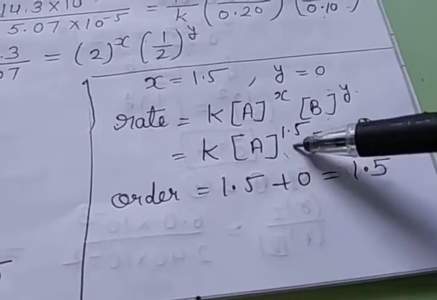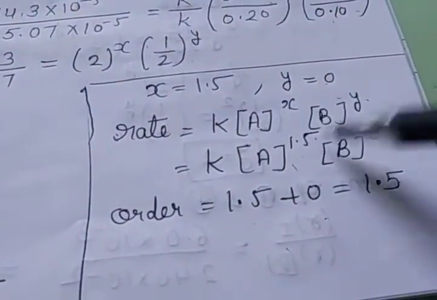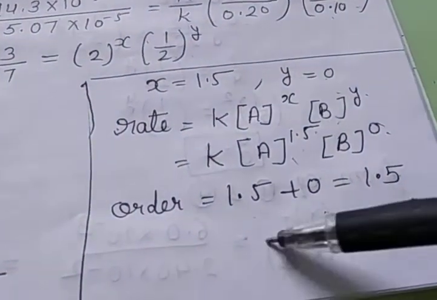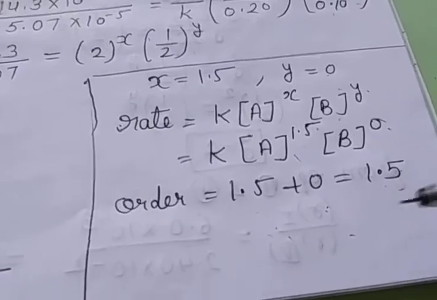So [A] to the power 1.5. So the order of the reaction is the sum of the powers. So the power is 1.5 and here the power is 0. So 1.5 plus 0 is 1.5. So the order of the reaction is 1.5.